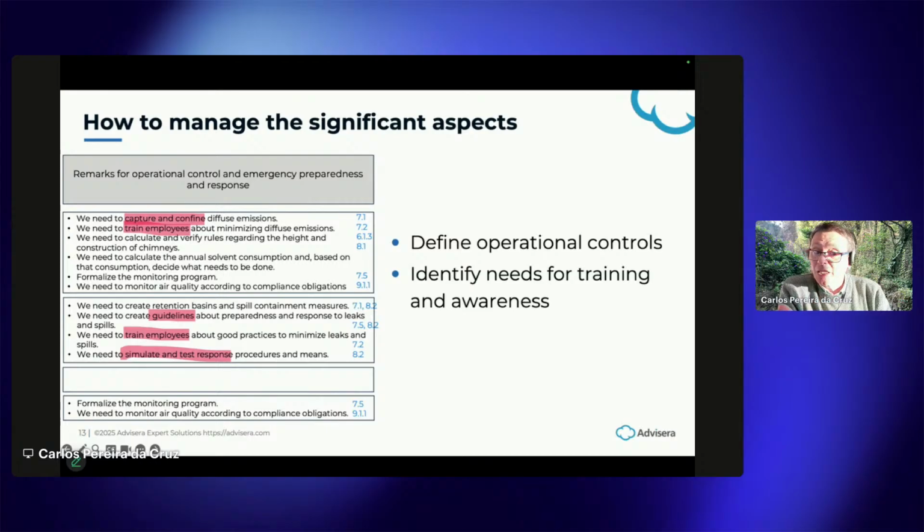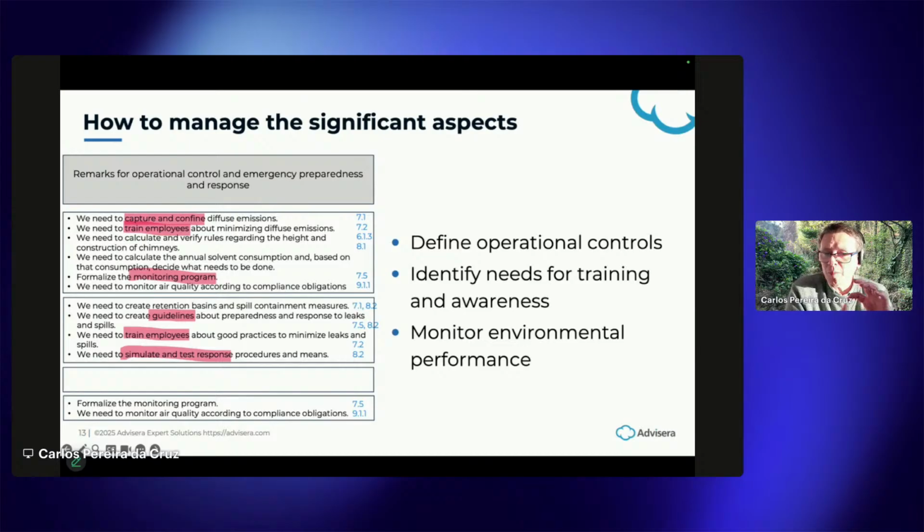This helps build a culture where everyone cares about the environment. And keep an eye on how well things are going. So monitor environmental performance to improve things over time. So by aligning operational controls, training initiatives, and ongoing monitoring, organizations can meet the ISO 14001 standard and cultivate a proactive and sustainable approach to environmental management, reducing risks and enhancing overall performance.